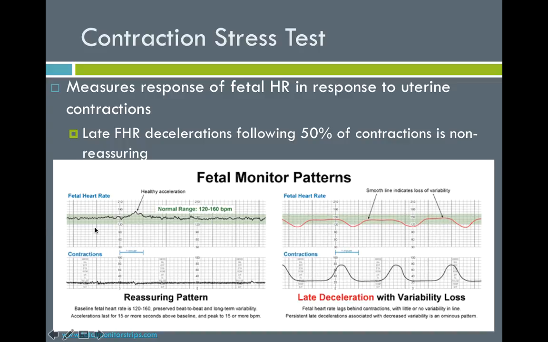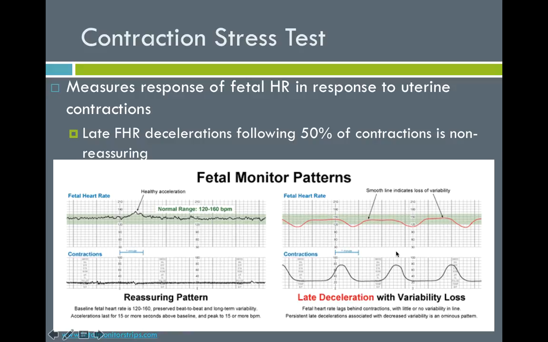So on the bottom here, you're going to see contractions. On top here, you're seeing fetal heart rate. So we're seeing a normal range of 120 to 160 beats per minute, and healthy accelerations in response to contractions. And really the contractions here are very, very mild.